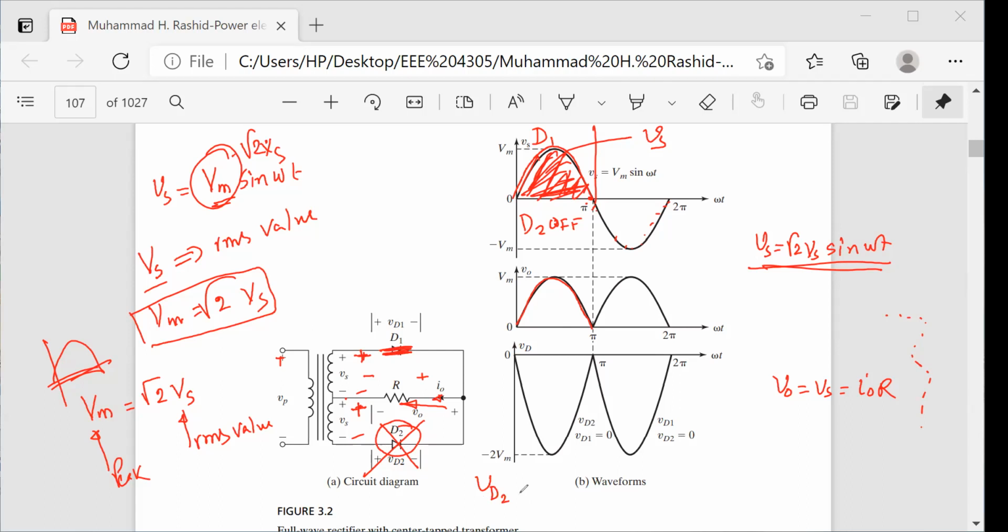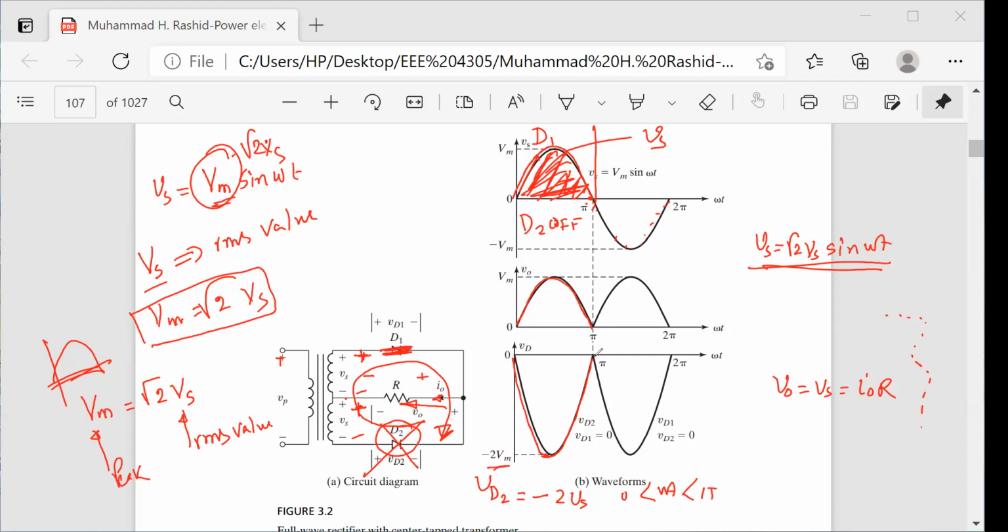VD2 will be minus 2 Vs when omega t is from 0 to pi. Apply Kirchhoff voltage law around the whole loop: negative, positive, negative, positive, negative, positive, 0. So VD2 will be minus 2 Vs. Since this is the peak value, the voltage across VD2 is minus 2 Vm.